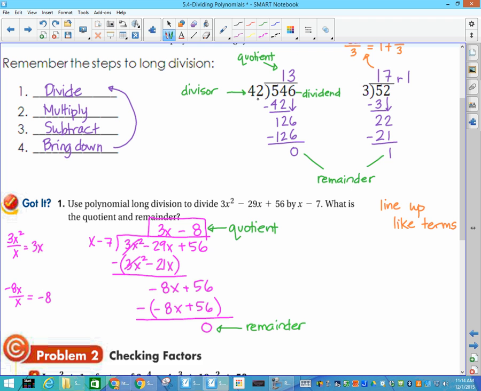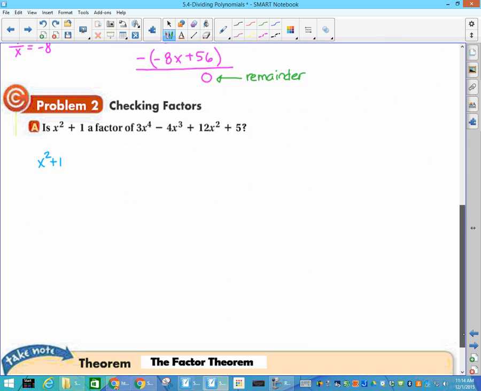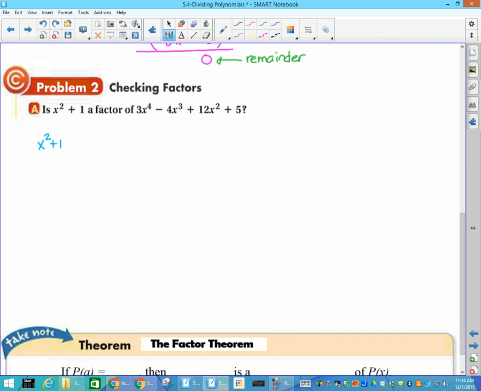Okay, so that means this right here, let me go write that so you can go back and look at it. That means this right here is a factor of the dividend, because my remainder was 0. So we're going to divide this and see if we have a remainder of 0 or not. So x squared plus 1 into 3x to the 4th minus 4x cubed plus 12x squared.